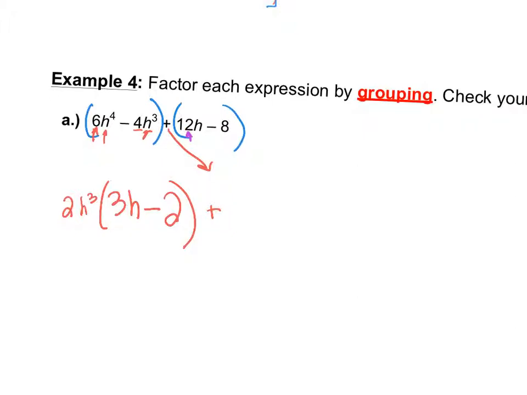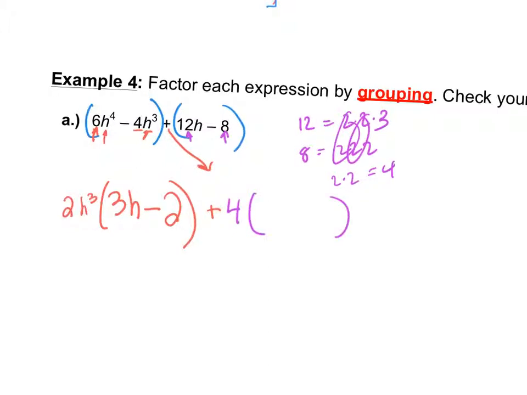What does 12h and negative 8 divide evenly by? Well, if you don't know, you can do the 2 times 2 times 3 and the 2 times 2 times 2, and you realize it's 2 times 2, which is 4. Or you just know that 12 and 8 are both divisible by 4. So 4 comes out. What's left? 12h divided by 4 is 3h. Check your work. That's going to give you the 12h that you are factoring out. And then negative 8 divided by 4 is negative 2, because that's going to give you negative 8 that you are factoring out.